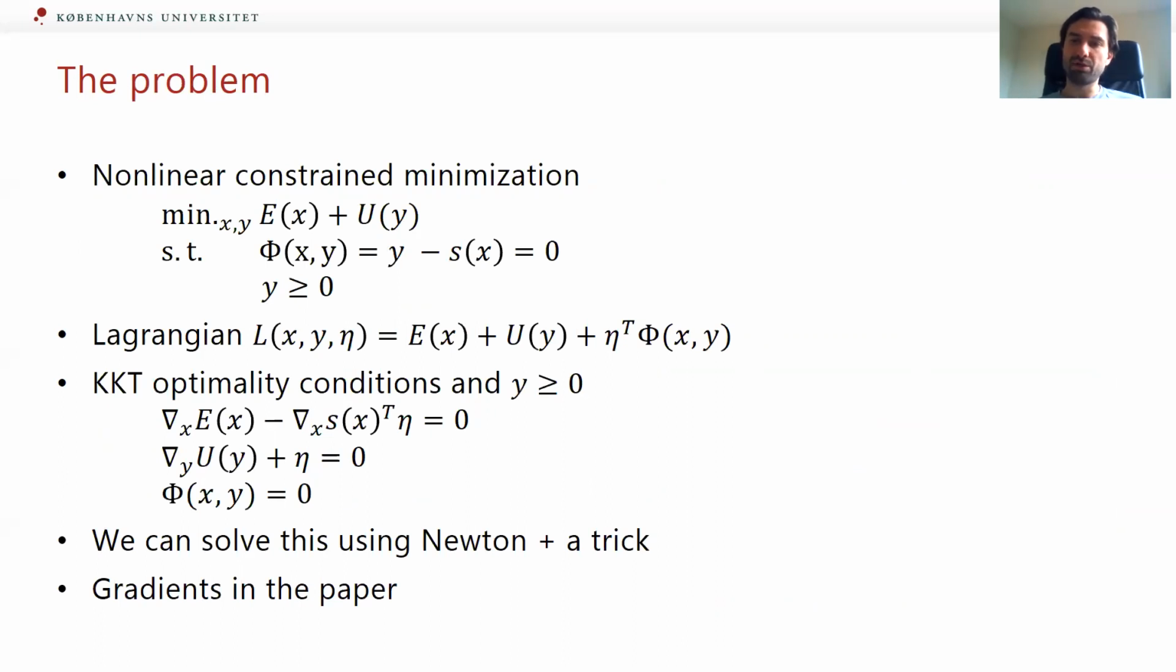We have an optimization problem with a nonlinear objective, nonlinear equality constraints, and non-negative bounds constraints. We can write down the Lagrangian for this problem and derive the KKT optimality conditions. We do not include the bounds constraint, as this will lead to a complementarity problem. We will see later that we can solve these equations using Newton's method. You can find expressions for the gradients in the paper.